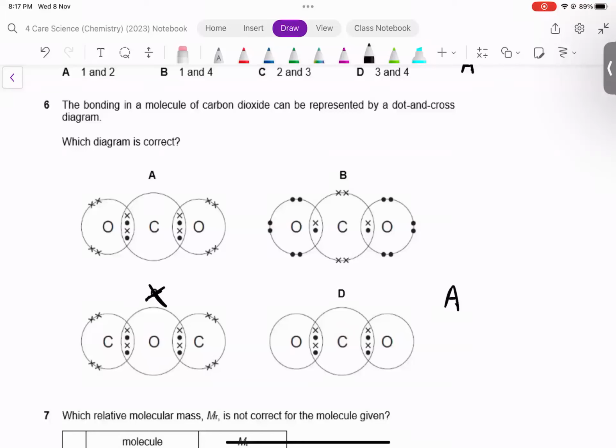D is also a common mistake that students will make. They recognize that CO2 has a double bond, and therefore they focus on the dot cross, which is shared. However, they forgot that oxygen still has 4 valence electrons on each oxygen atom, which are not involved in bonding. So D is also a common mistake made by students. So please don't choose so quickly. Really look through every diagram carefully.